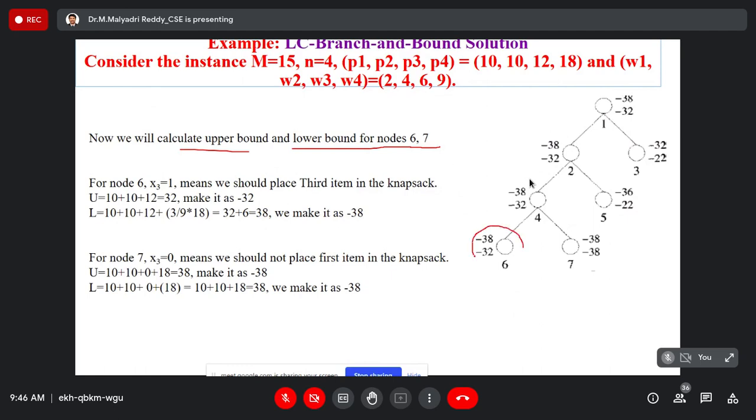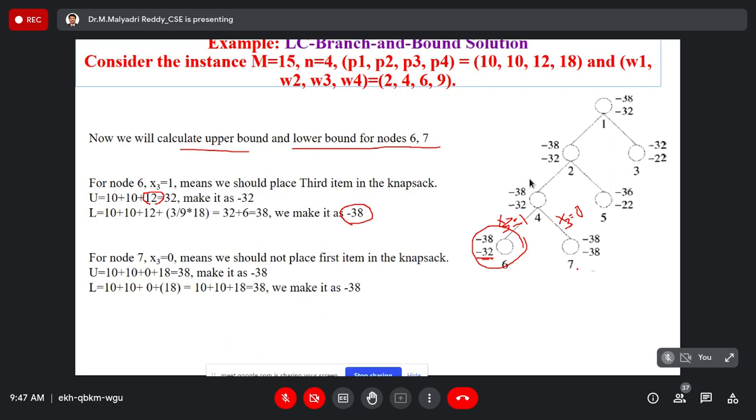Suppose I want to calculate 6, that is x3 is equal to 1, placement of the x3 object. X3 is equal to 0 is the other case. So if x3 is equal to 1, it is the same. In the previous boundary calculations also, we are already including the third object. That is why its upper boundary does not change, minus 32 itself. And the lower boundary also does not change. Already it is calculated at the start of the function. That is minus 38.